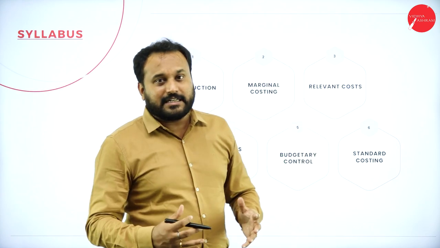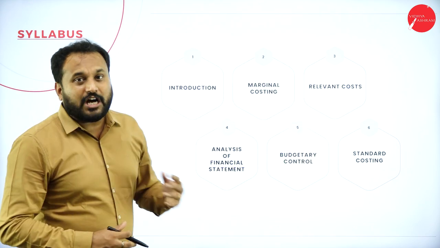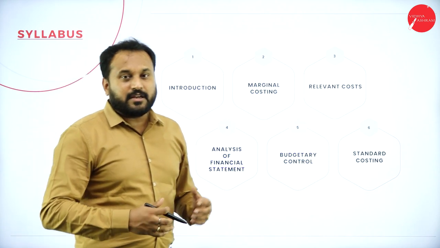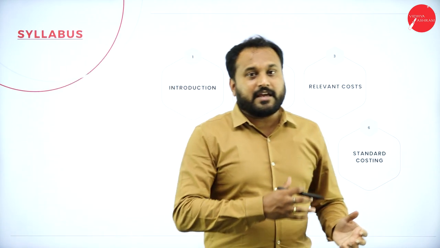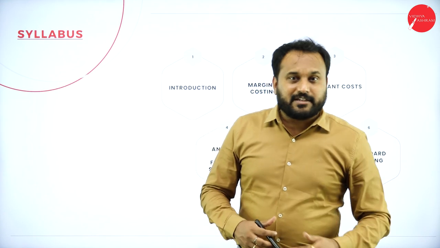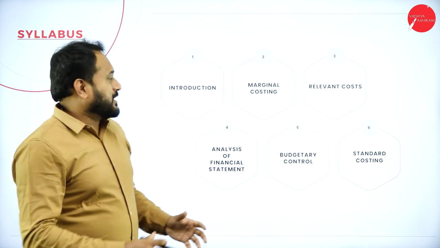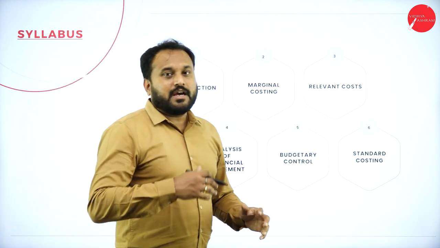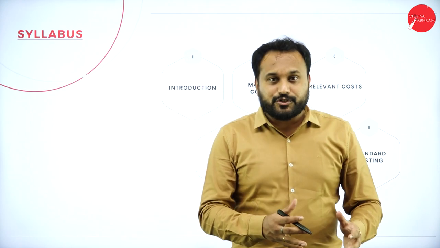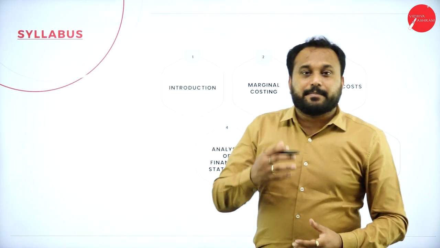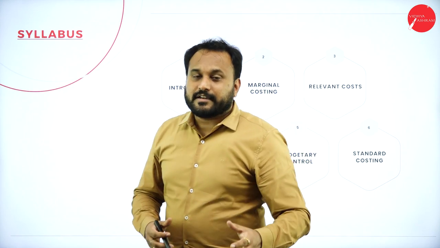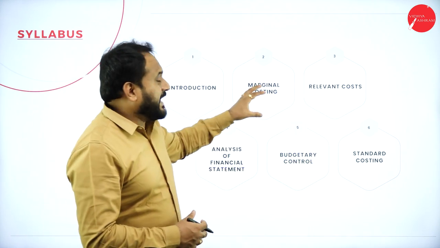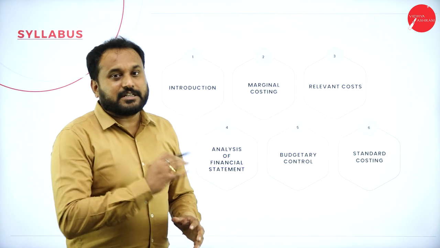In introduction, we have a concept: the difference between cost accounting and management accounting, the difference between financial accounting and management accounting, and the limitations and importance of management accounting. So they give an entire concept about management accounting. The second one is marginal costing, where we are supposed to calculate PV ratio, margin of safety, break-even point, and so many other calculations which help to find the marginal cost.